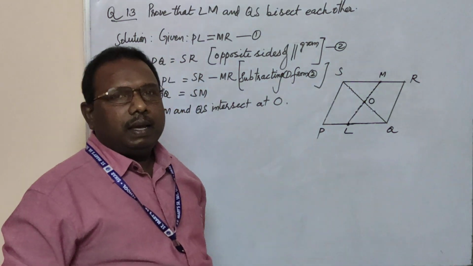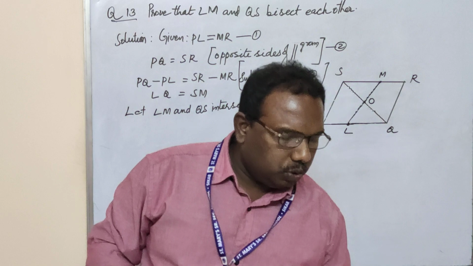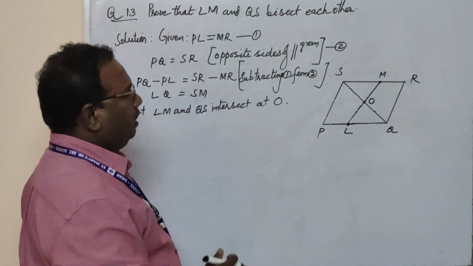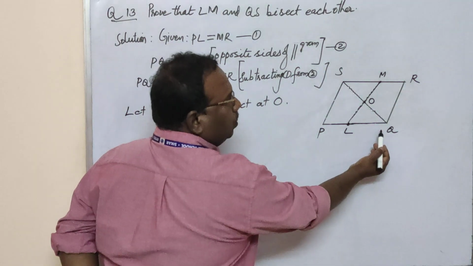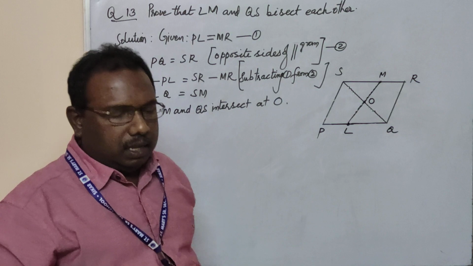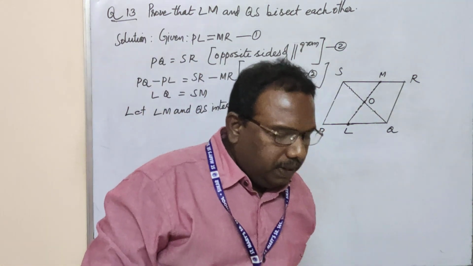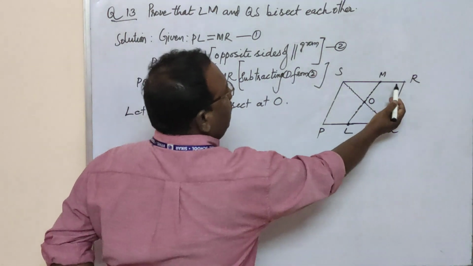PQRS is a parallelogram and L and M are points on PQ and SR respectively. Look at the figure above. L is a point on PQ and M is a point on SR such that PL is equal to MR.